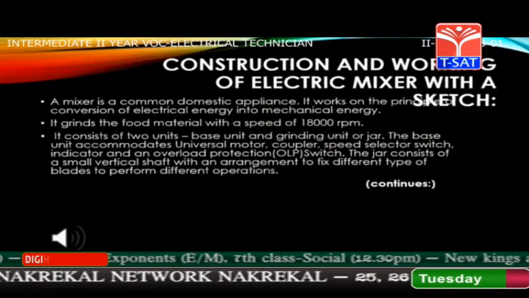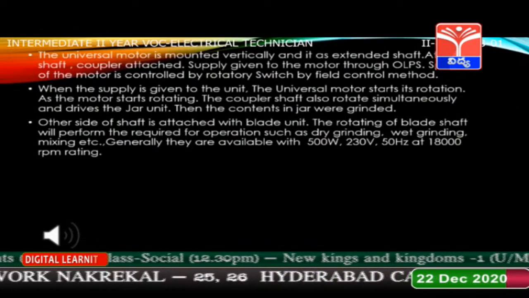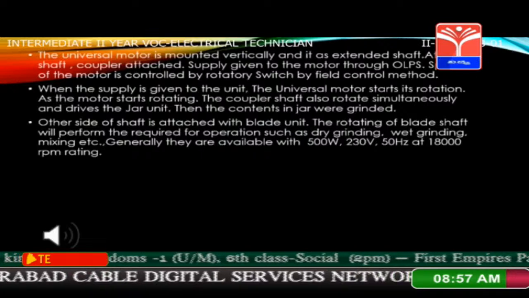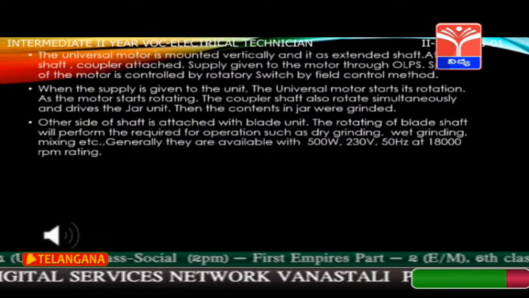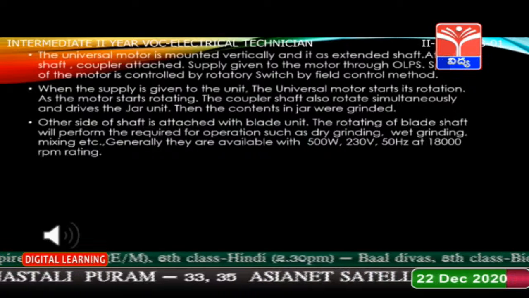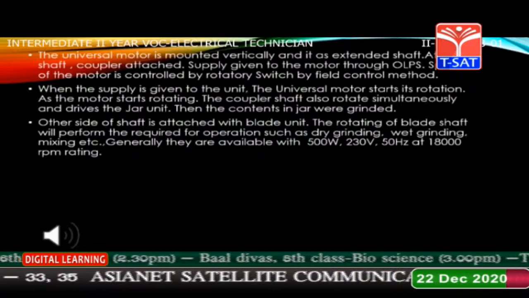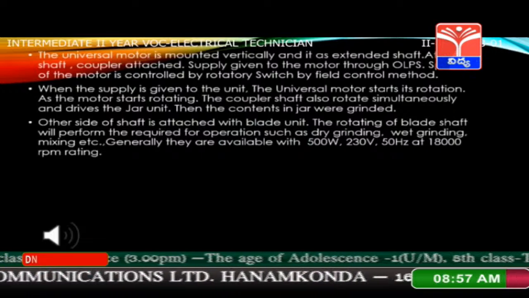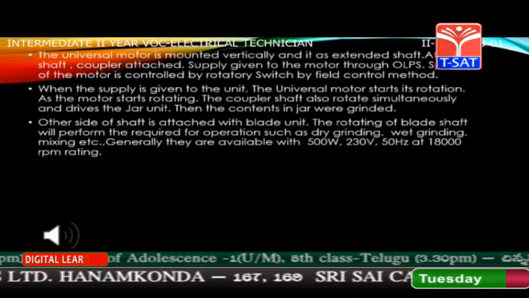The universal motor is mounted vertically and it has an extended shaft. At the end of the shaft, a coupler is attached. The supply is given to the motor through OLP switch. Speed of the motor is controlled by rotary switch by field control method.